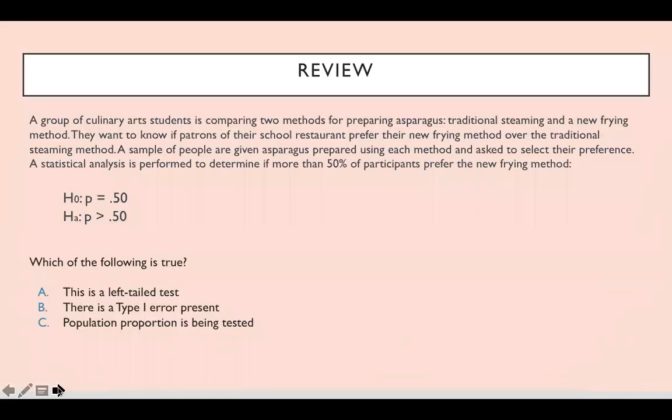Okay, a group of culinary arts students is comparing 2 methods for preparing asparagus, traditional steaming and a new frying method. They want to know if patrons of their school restaurant prefer the new frying method over the traditional steaming method. A sample of people are given asparagus prepared using each method and asked to select their preference. A statistical analysis is performed to determine if more than 50% of participants prefer the new frying method. So here our null hypothesis is p equals 0.50, and our alternative hypothesis is p is greater than 0.50. Which of the following is true?